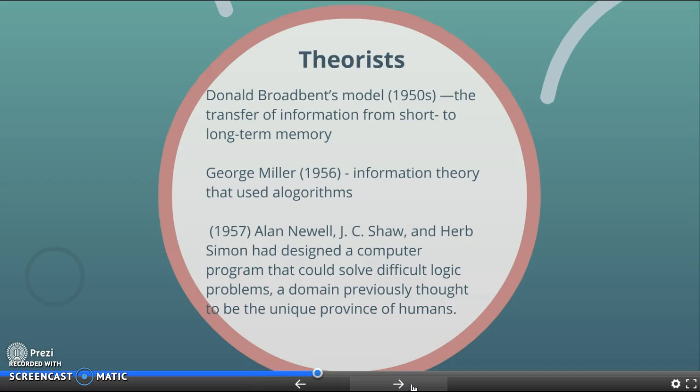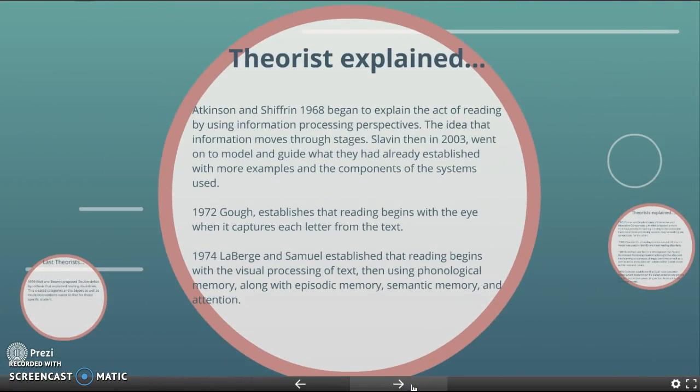But at the end of the 1960s, beginning of the 1970s, Atkinson and Shiffrin in 1968 began to explain that the act of reading can be explained through information processing perspectives, the idea that information moves through stages just as it would through a computer. And then Slavin in 2003 went on to model and guide what they had already established with more examples and the components of the systems used.